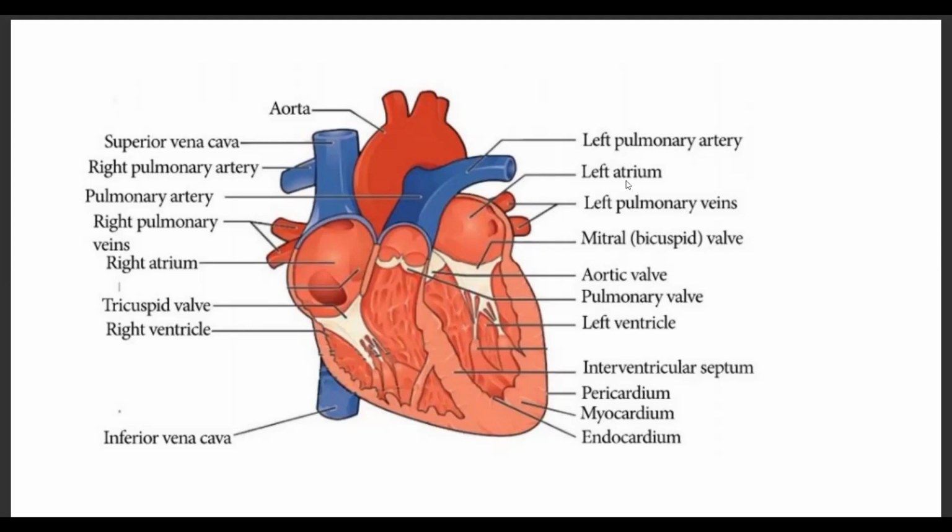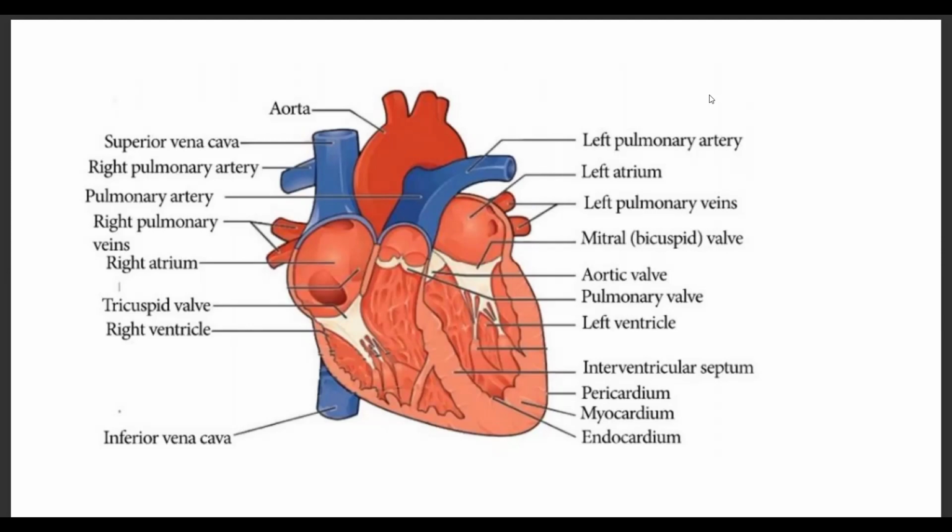Next point. Myocardium is the middle layer of the heart wall. It is composed of specialized cardiac muscle found only in the heart. There is a network of specialized conducting fibers that runs through the myocardium. It is responsible for transmitting the heart's electrical signals.